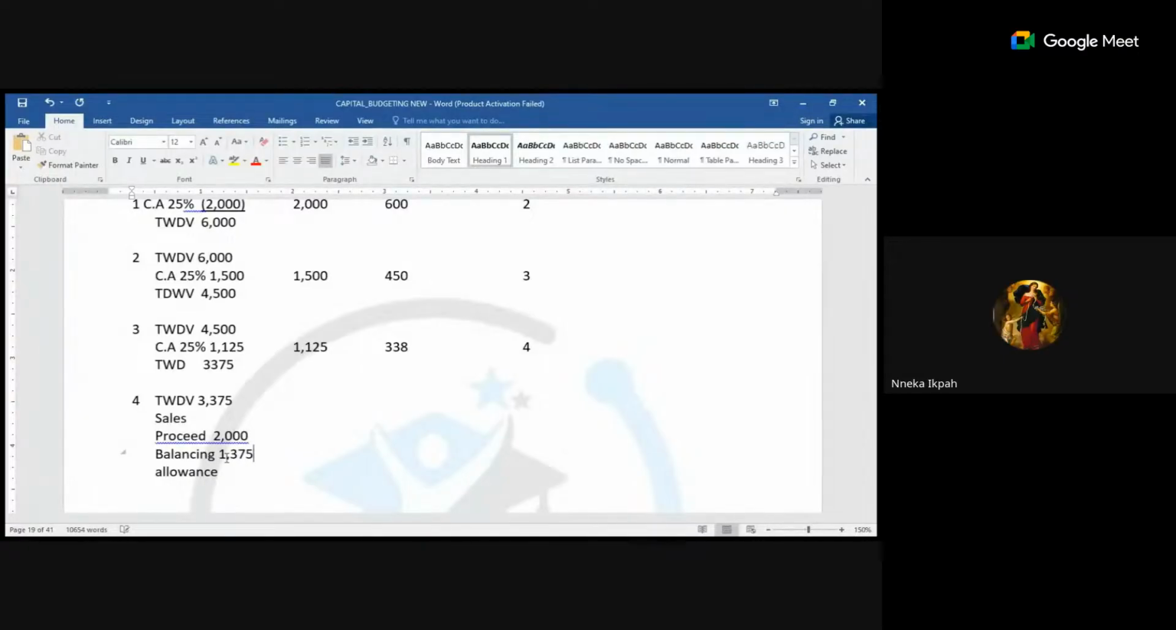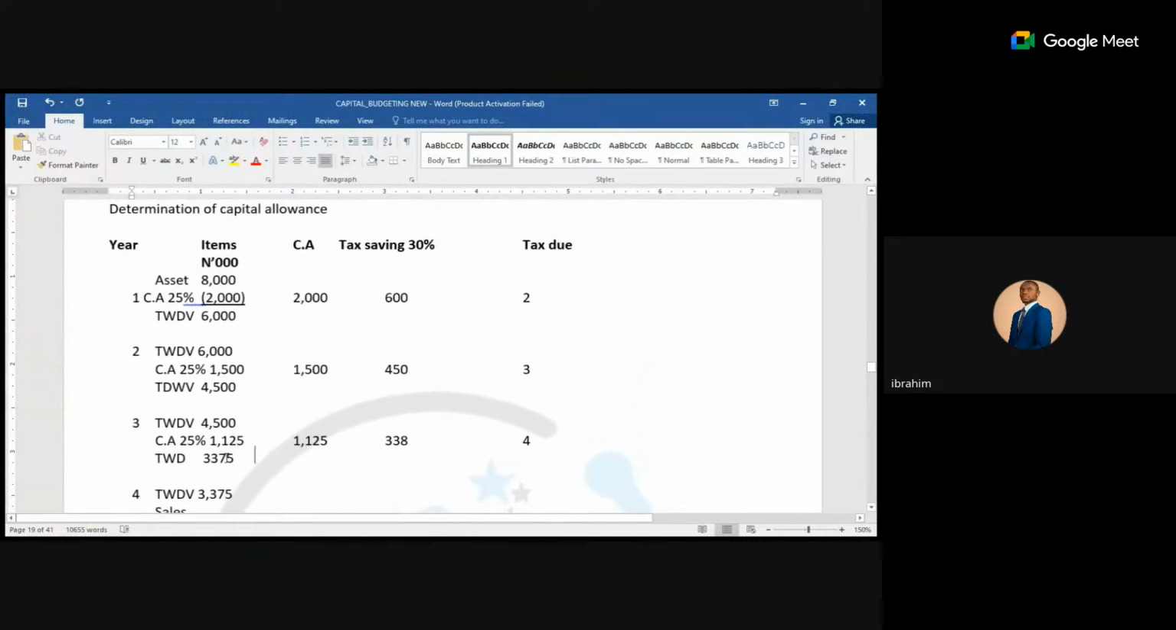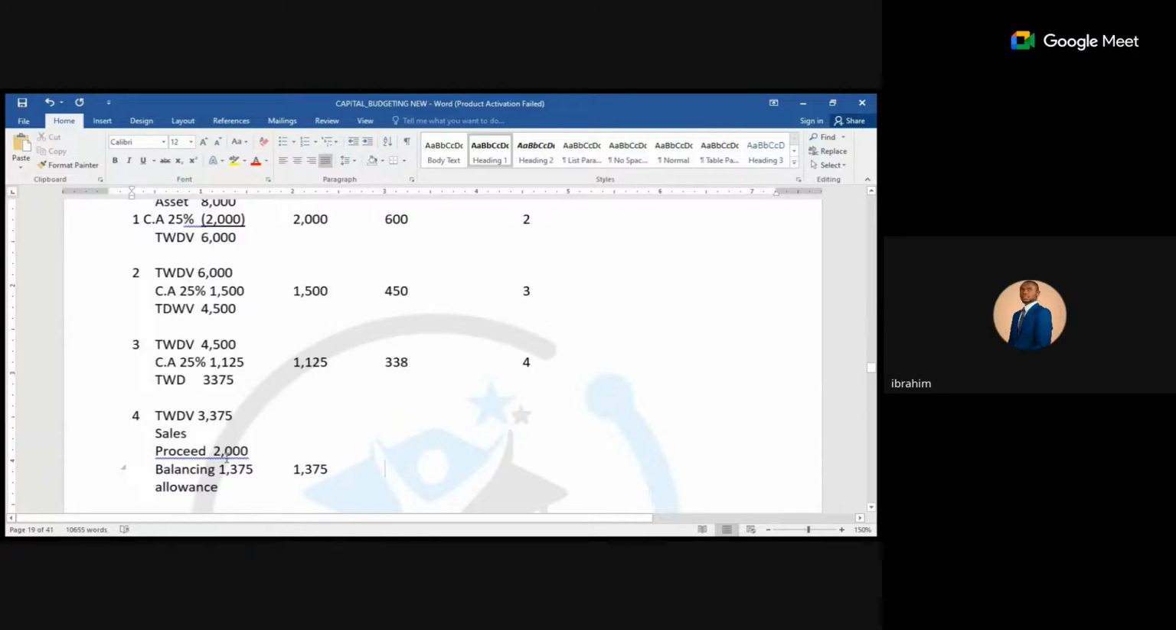1375. You still have the balancing allowance of 1375, which is your allowance. Then what is the tax savings? How many percent? 30%. What is 30% of 1375? 413. This will be due in year 5.